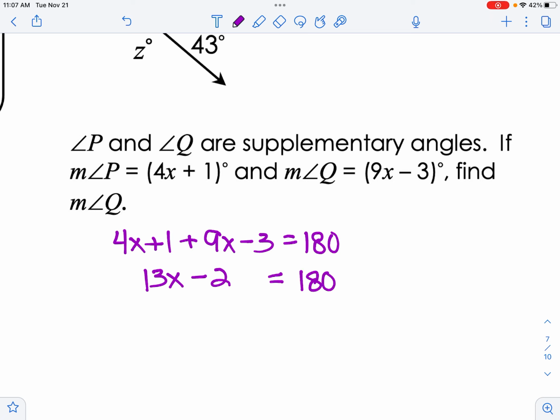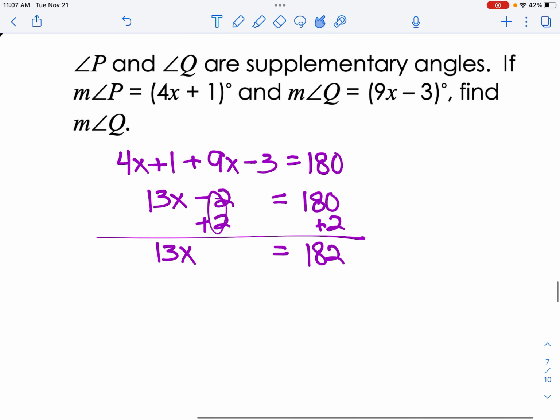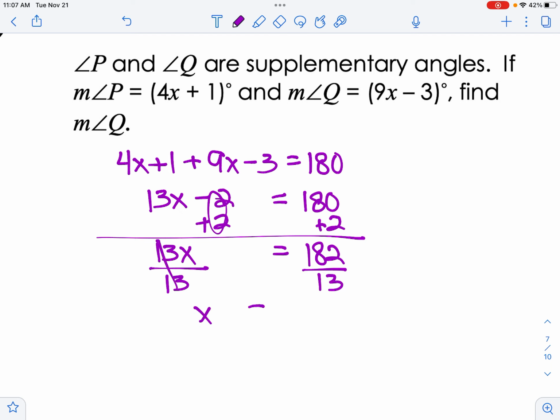We're going to add 2 to both sides, so I have 13x equals, I guess I should write that. So that's 182, not 80, 182. There we go. All right, and then I want to divide by 13, divide by 13. So I'm going to say 182 divided by 13 on my calculator, and I get 14.